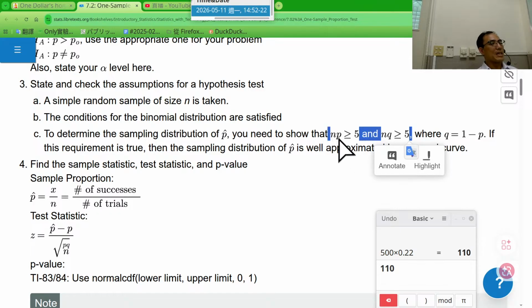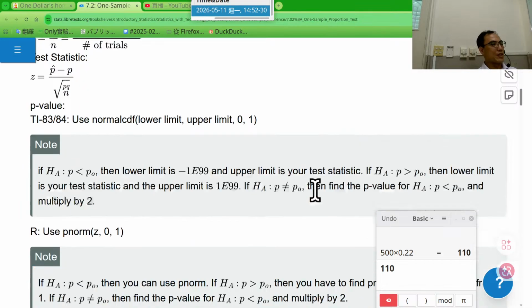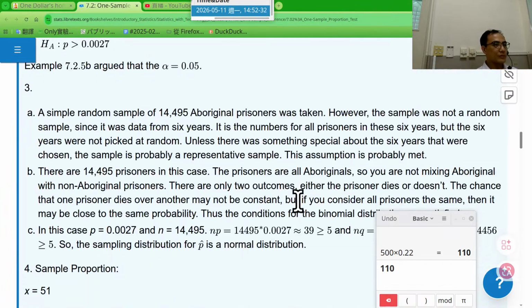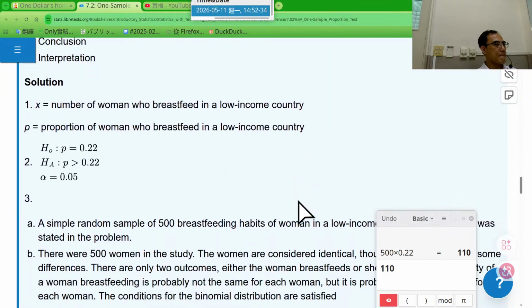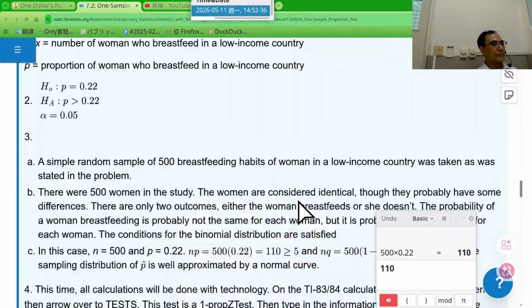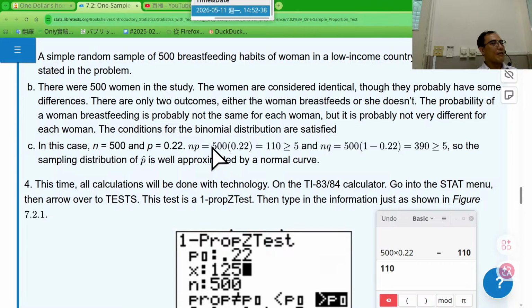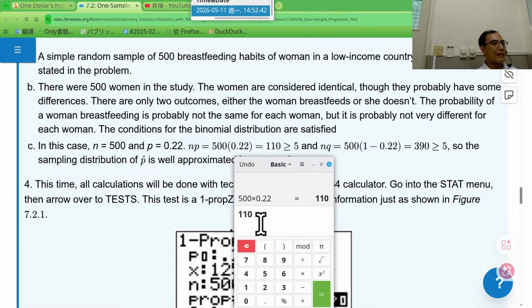n times p greater than or equal to 5, and n times q greater than or equal to 5. Let's check it. Okay, 500 times 0.22, that is 110. That meets the criteria of being greater than or equal to 5. And let's check the next.